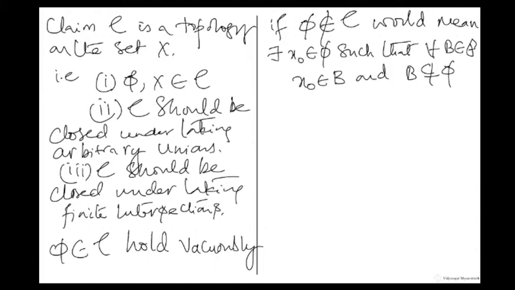Now let's see why C should be closed under taking arbitrary unions.